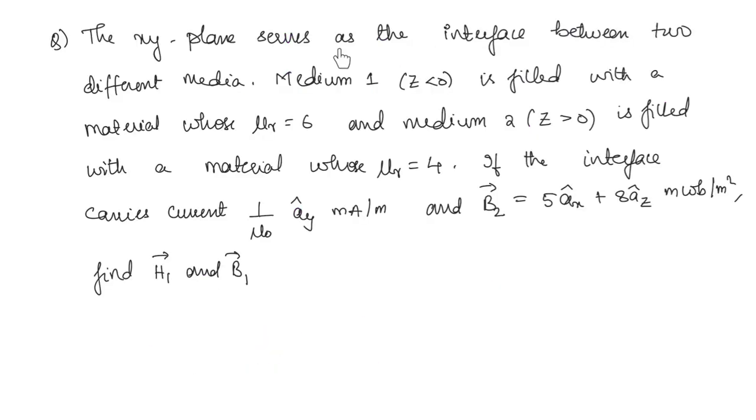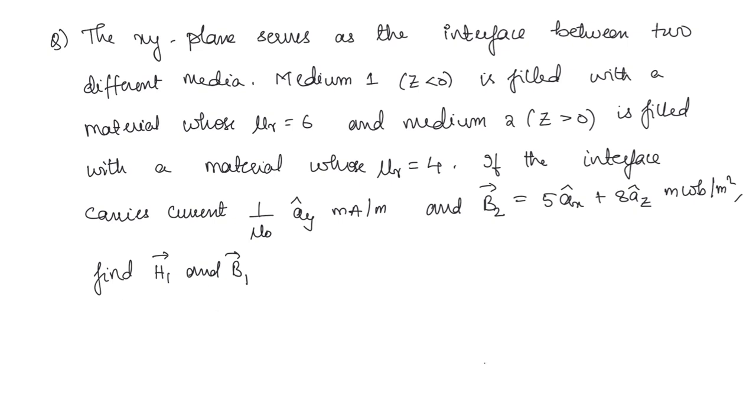The xy plane serves as the interface between two different media. Medium 1, which is in the region z less than 0, is filled with a material whose mu r is equal to 6, and medium 2, z greater than 0, is filled with a material whose mu r is equal to 4. If the interface carries a current 1 by mu naught Ay cap milliampere per meter and B2 bar is equal to 5 Ax cap plus 8 Az cap milliweber per meter square, find H1 bar and B1 bar.